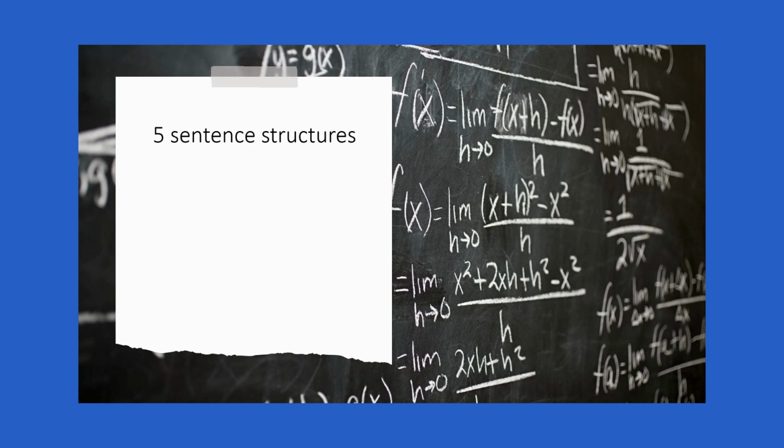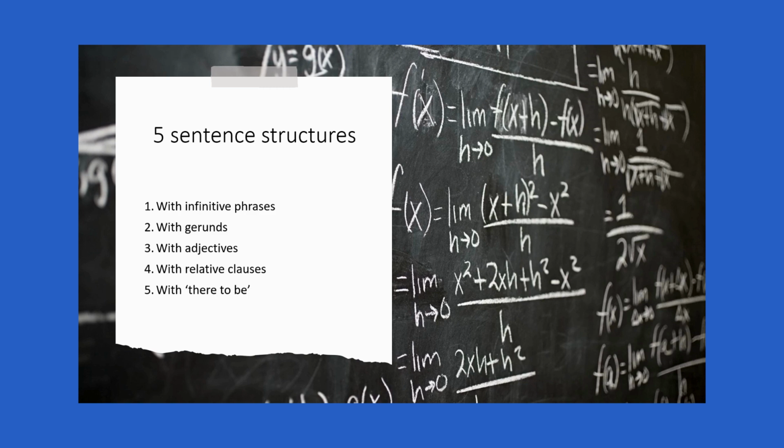The first one, which uses an infinitive phrase, is probably the most common structure. The second uses a gerund, which is a verb functioning as a noun, for example, dancing. The third uses an adjective. The fourth uses relative clauses, and the final structure uses there to be.